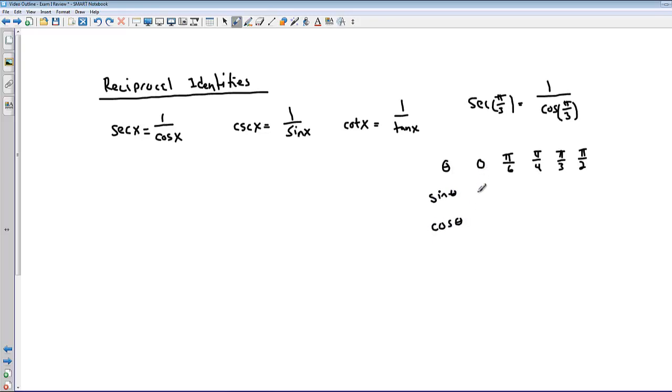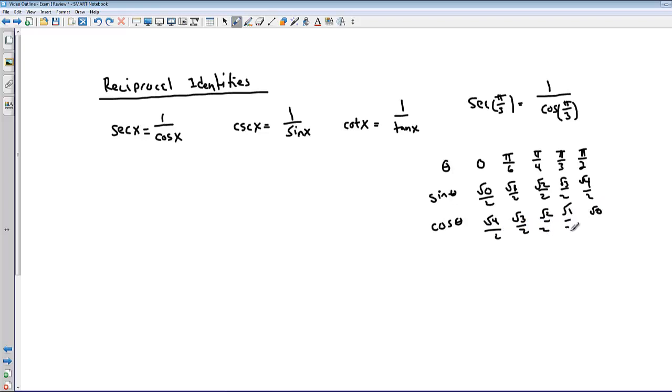I remember the sine of 0 is 0, so this is square root 0, square root 1, square root 2, square root 3, square root 4, and then these are all divided by 2. It's a 1 there. These are all divided by 2. And the cosine of theta is exactly the same. You just write it the other way. So square root 4, square root 3, square root 2, square root 1, square root 0. And these then are all divided by 2's also.